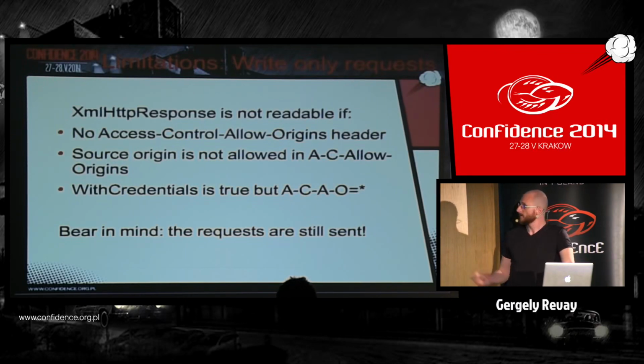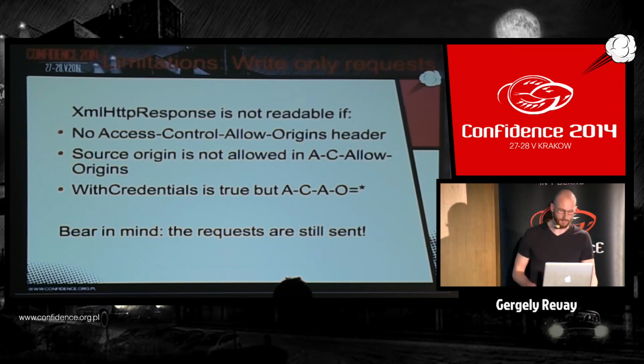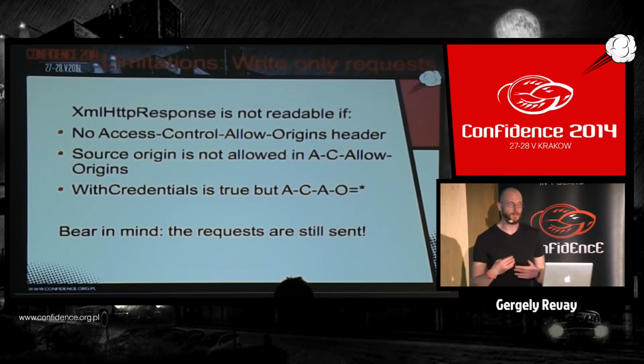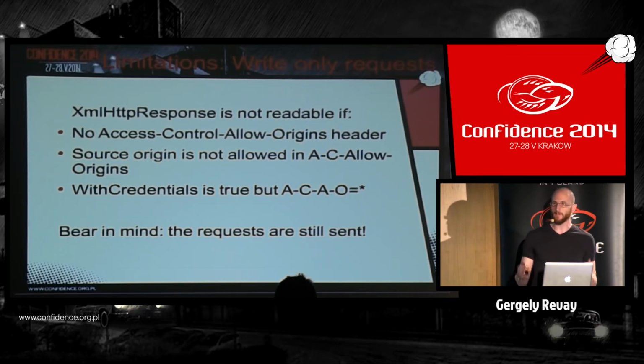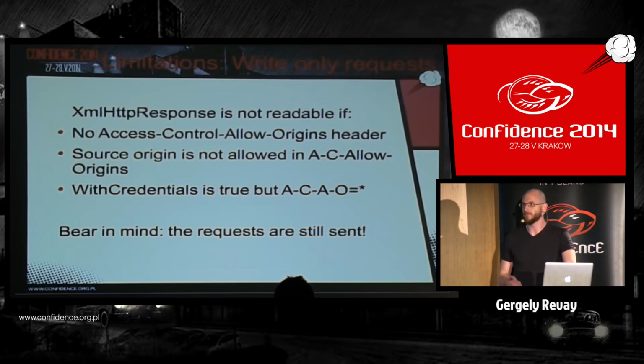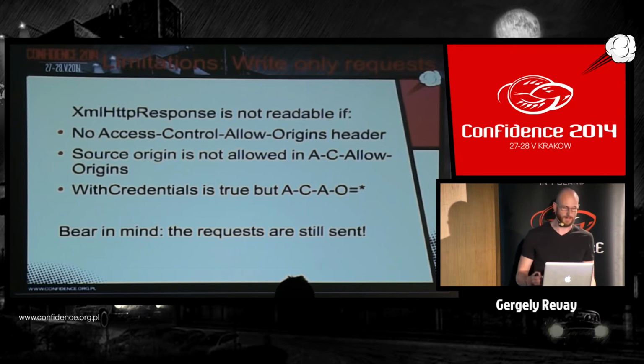Then the second is the source origin is not, this is again the Access-Control-Allow-Origin, just really long words, listed in this header. Then that means that CORS is enabled on the server, but the origin where you're coming from, that's not. It's just that simple, and then it's pretty easy to understand. Then the response because of that will not be given to the JavaScript code again.